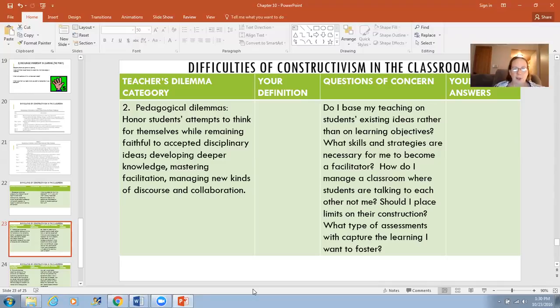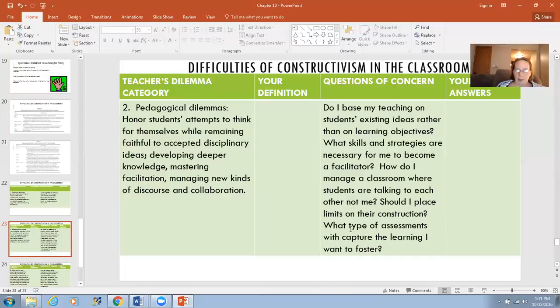So we want to help them work together, which is not easy. So questions of concern. Do I base my teaching on students' existing ideas rather than on learning objectives? What skills and strategies are necessary for me to become a facilitator? How do I manage a classroom where students are talking to each other and not me? Should I place limits on their construction? What type of assessments will capture the learning I want to foster?